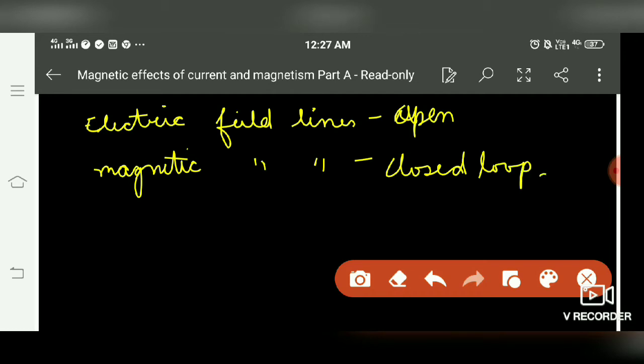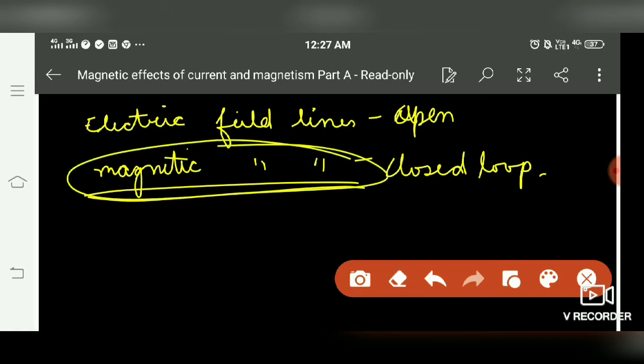So to represent a magnetic field, we use magnetic field lines. And this magnetic field line is always directed from north to south outside the magnet and south to north inside the magnet.